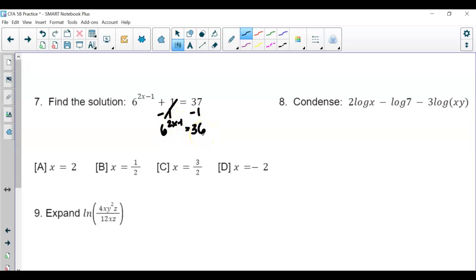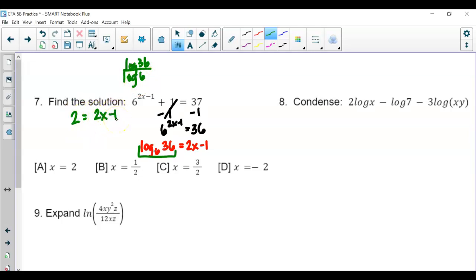Now there are different ways that we can solve this equation. I'm going to go ahead now to bring my exponent down, write this as a log. So I've got log base 6 of 36, which is equal to 2x minus 1. So now notice here we have our change of base. So that is log of 36 divided by log of 6. Here, that's how you end up with 2, which is equal to 2x minus 1.